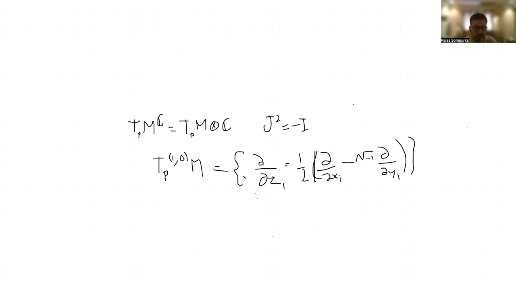The bundle of these holomorphic tangent spaces is the holomorphic tangent bundle. So over here, the holomorphic tangent bundle is a holomorphic vector bundle, whereas the complexified tangent bundle is a complex vector bundle. So this is the difference between a complex vector bundle and a holomorphic vector bundle. Okay, so let me go back.